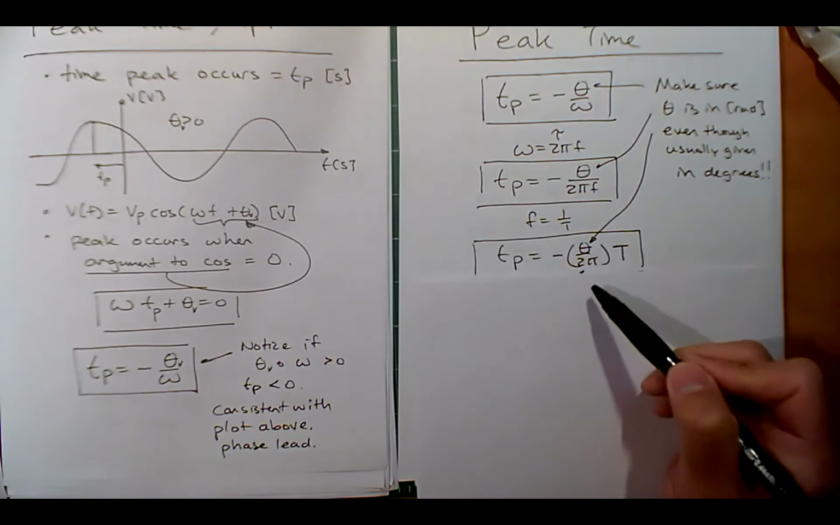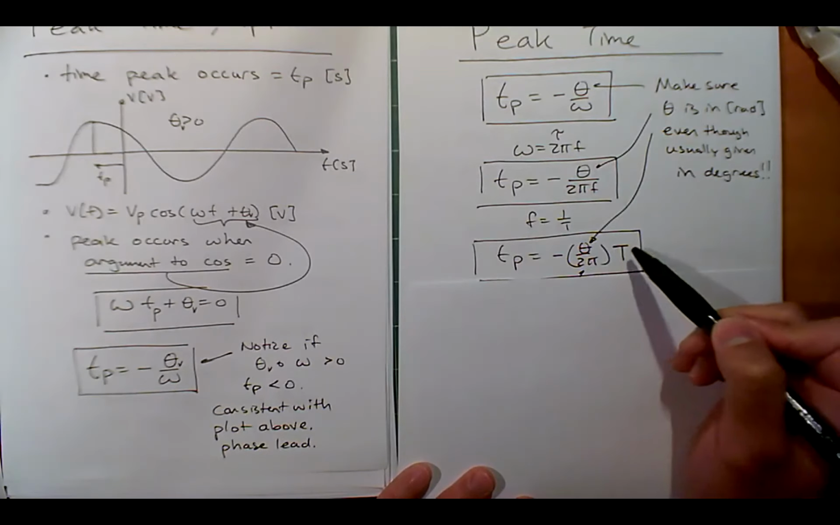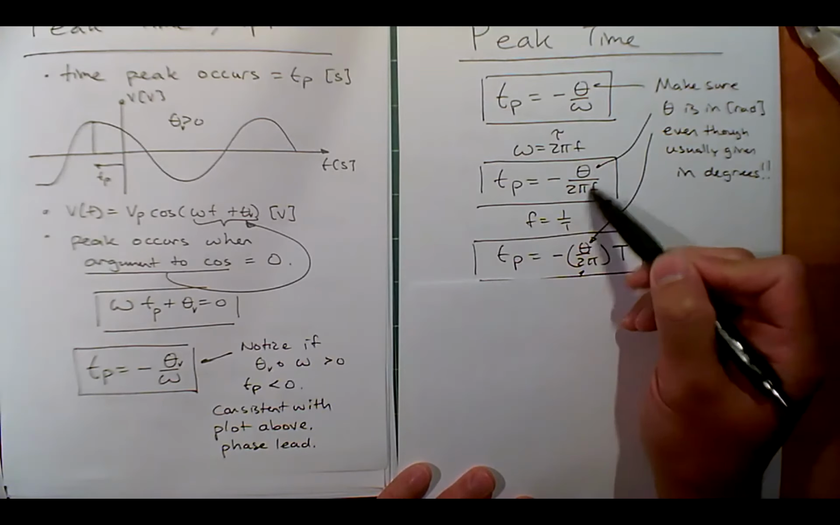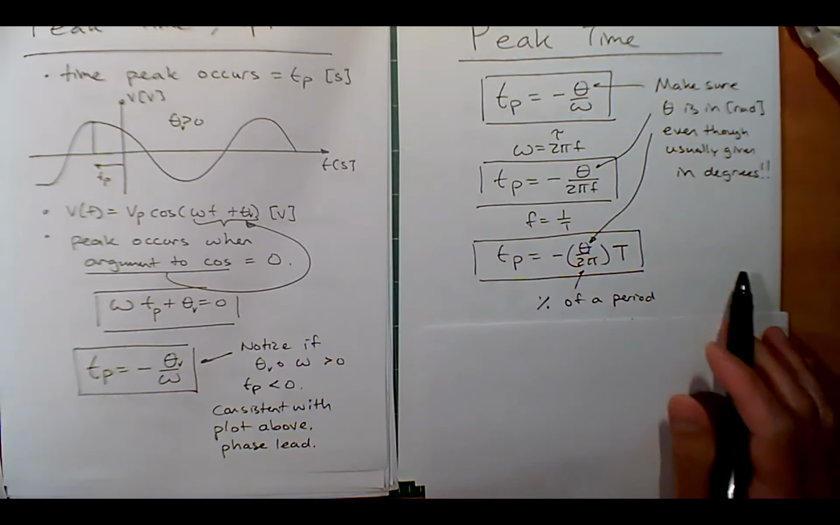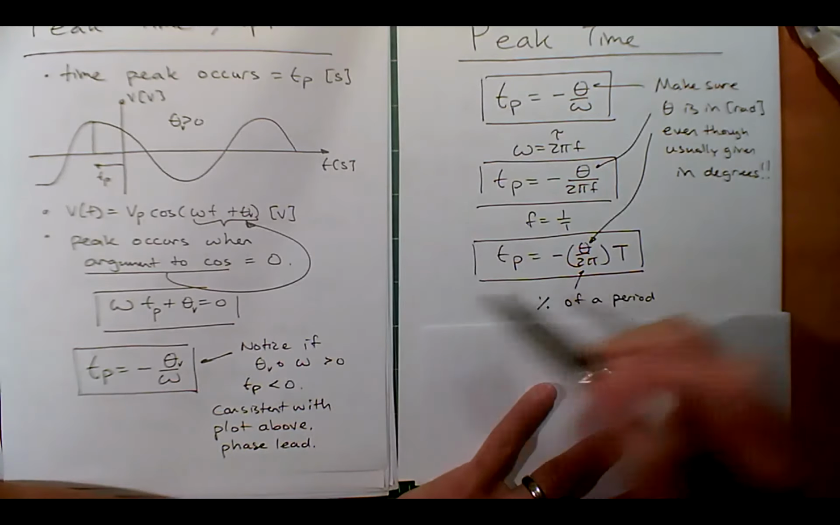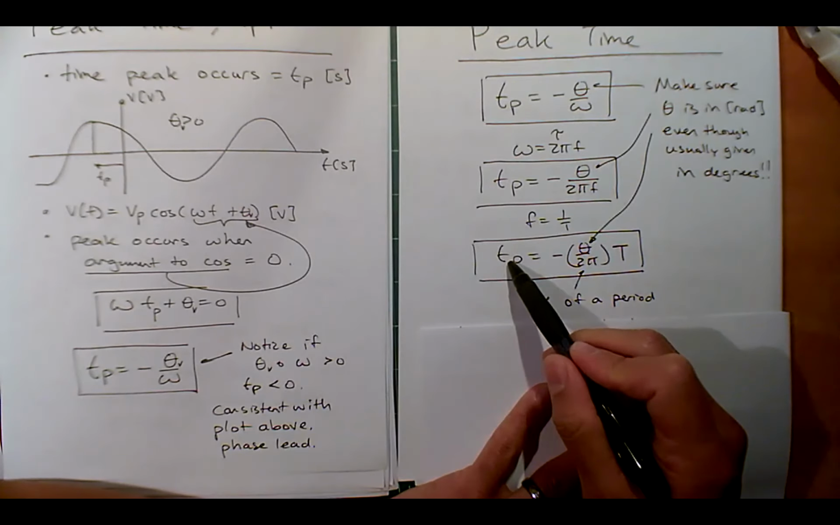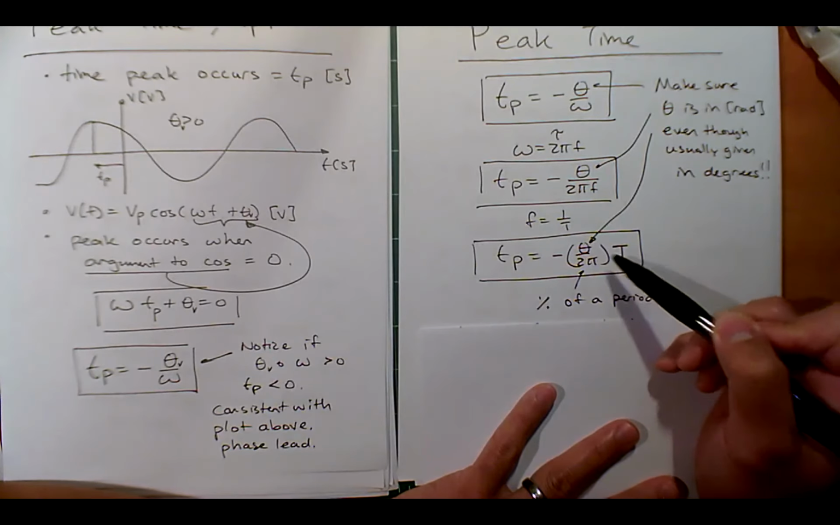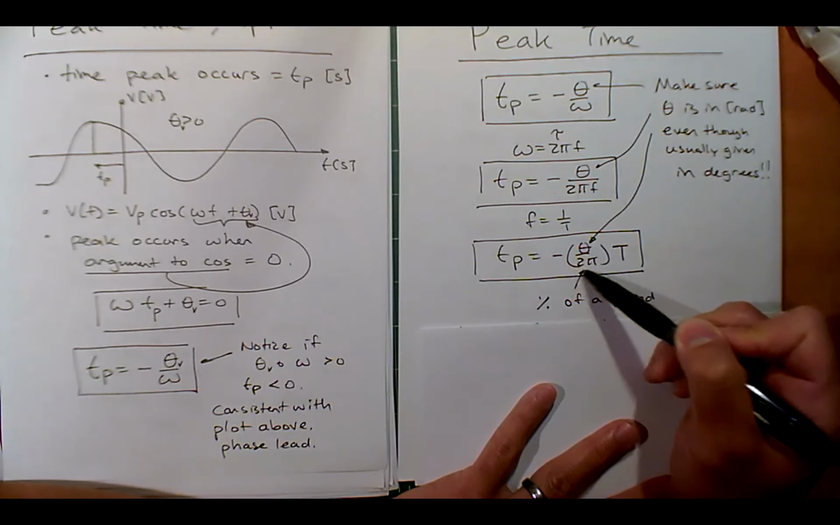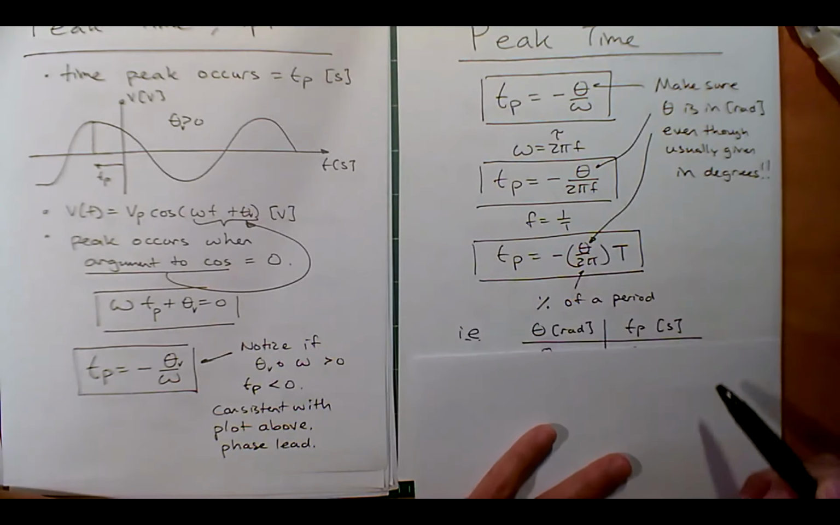And we know the frequency is 1 over tau, so we can say that t peak is also minus theta over 2 pi times the period, right? Because if I have 1 over T on the bottom, it just comes up. Another way I like to think about it is that the time that the peak occurs is equal to a percentage of the period. Look at this, theta over 2 pi. Remember, 2 pi is 1 full cycle. Theta over that is a percentage of the period.